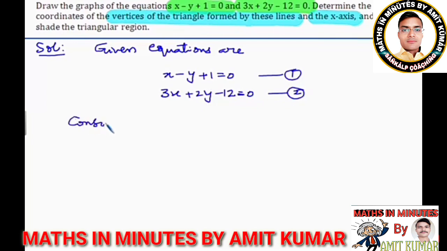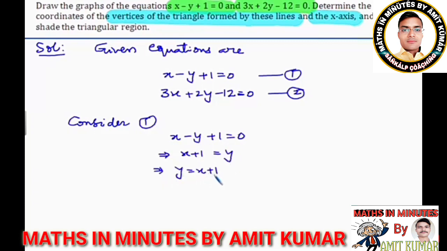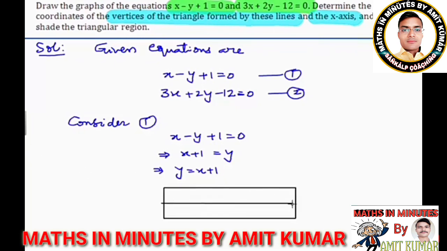So we have named both equations, and now we consider the first equation: x minus y plus 1 is equal to 0. We can write this equation in such a way that x plus 1 is equal to y, or y is equal to x plus 1. Now let's find coordinates for this equation number first. Next we'll plot coordinates on the graph paper.